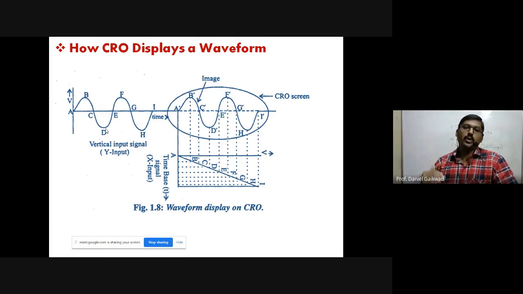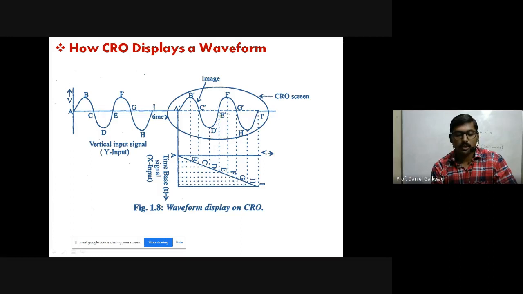So the beam goes in downward direction, and it will display the waveform C dash to D dash, and the horizontal will go on increasing, that is from left to right direction like this. So the A to I horizontal time base generator signal will be continuously increasing. This signal continuously deflects the beam from left to right, and the vertical just deflects in the vertical direction, and accordingly the waveform will be observed on the screen.